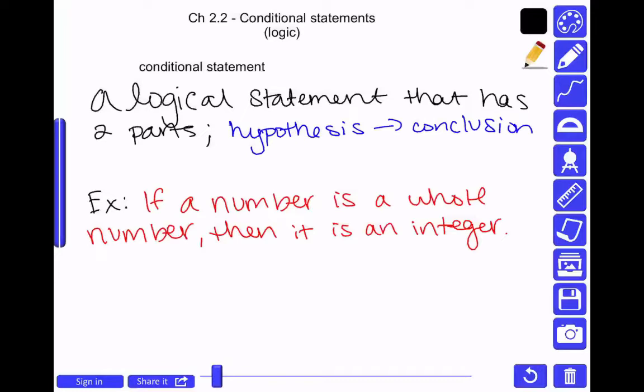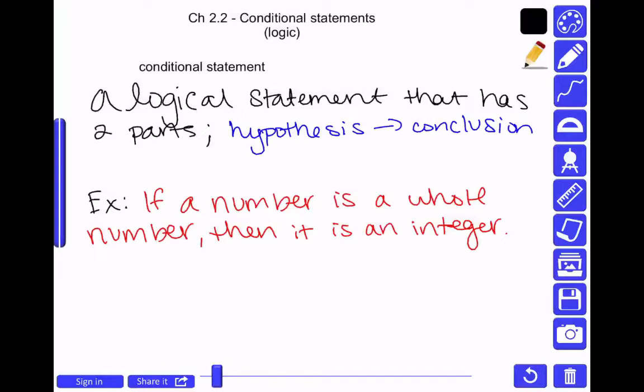So the first word is a conditional statement. A conditional statement is a logical statement that has two parts. Those two parts are called the hypothesis and the conclusion. An example here is: if a number is a whole number, then it is an integer. And this conditional statement is actually written in if-then form, which we'll talk about in just a second.